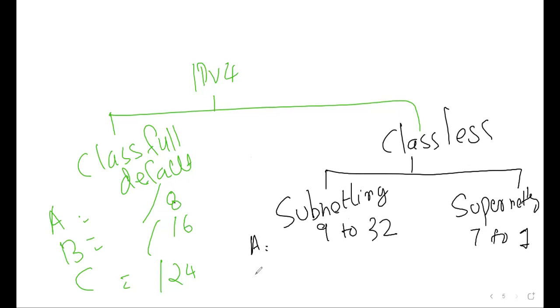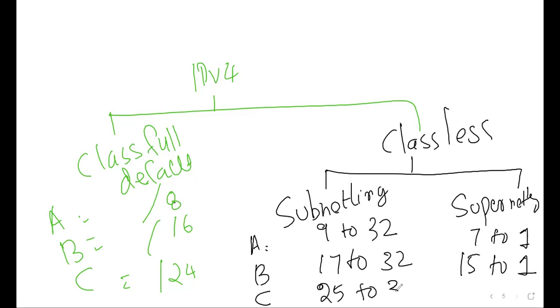It's a short summary. In class B, the default is 16. If I'm writing from 17 to 32, it's subnetting. If I'm writing from 15 backwards to 1, it's called supernetting. Same with class C, the default is 24. If I'm writing from 25 until 32, subnetting. If I'm writing 23 until 1, it's called supernetting.